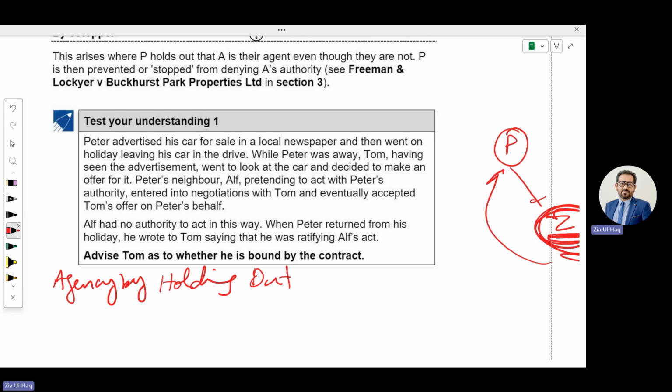When Peter returned from his holiday, he wrote to Tom saying that he was ratifying Alf's act. This is not agency by necessity, this is agency by ratification. Advise Tom as to whether he is bound by the contract. Yes, if he has approved, even though Alf was not an agent, this means this is agency by ratification.